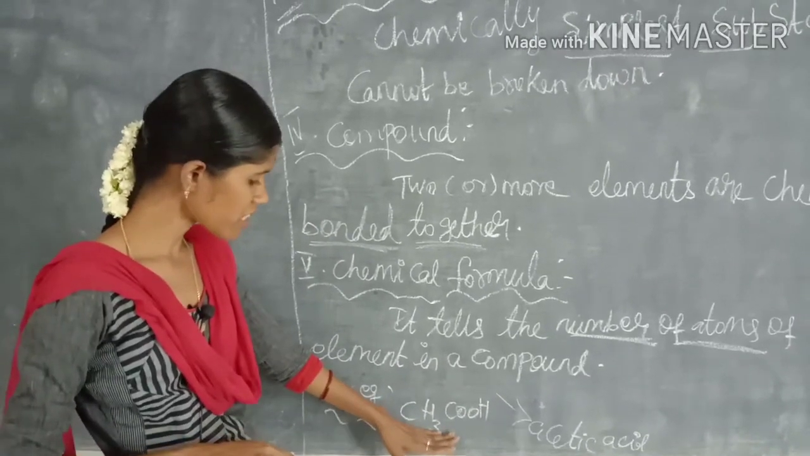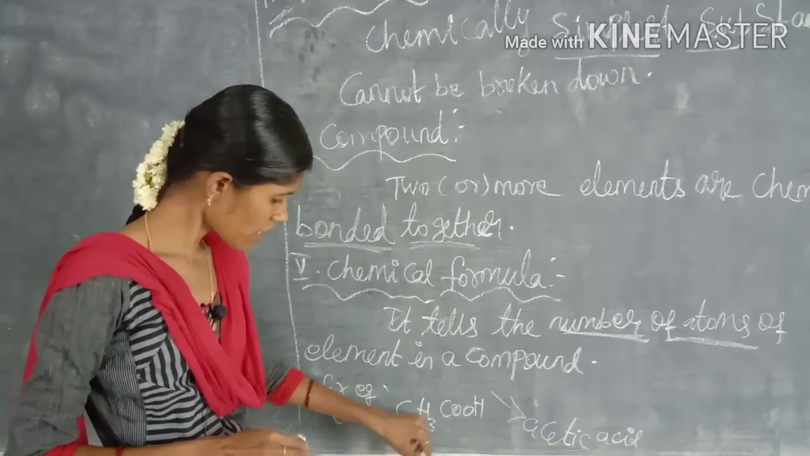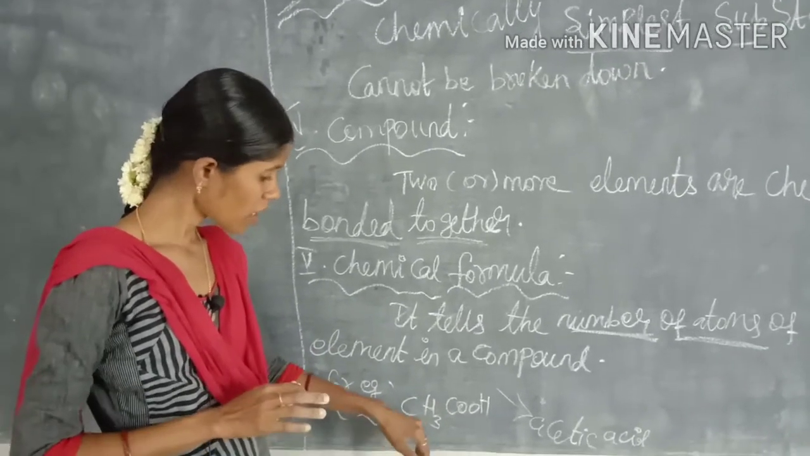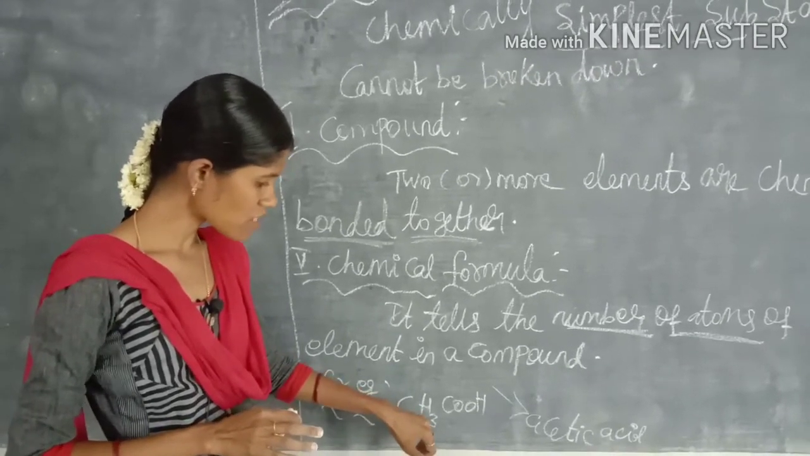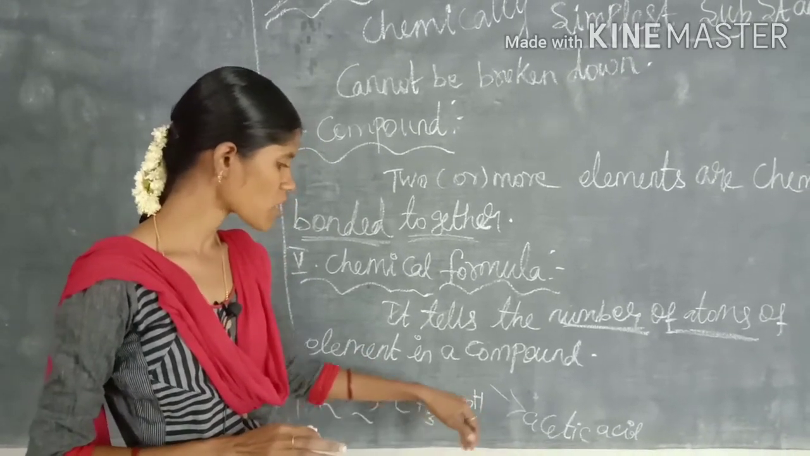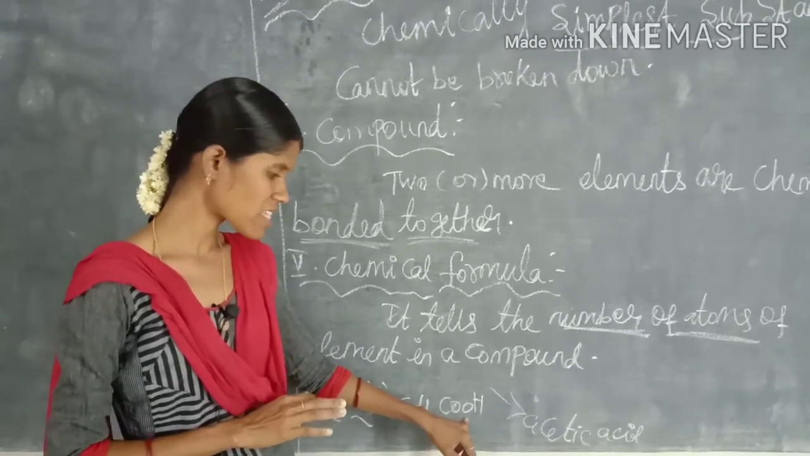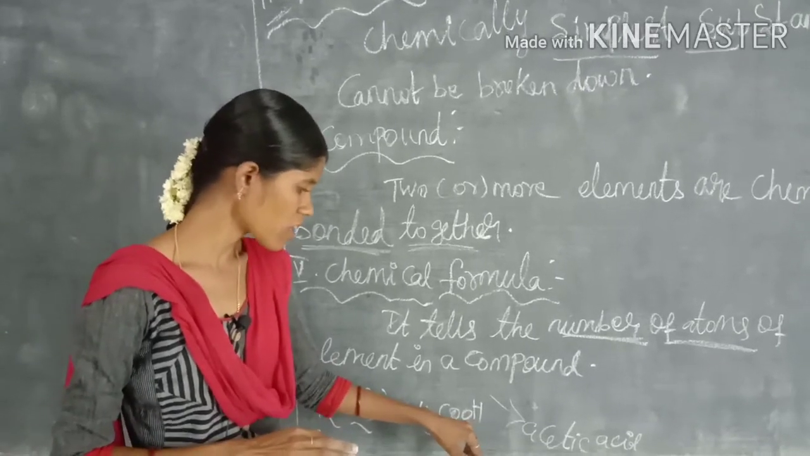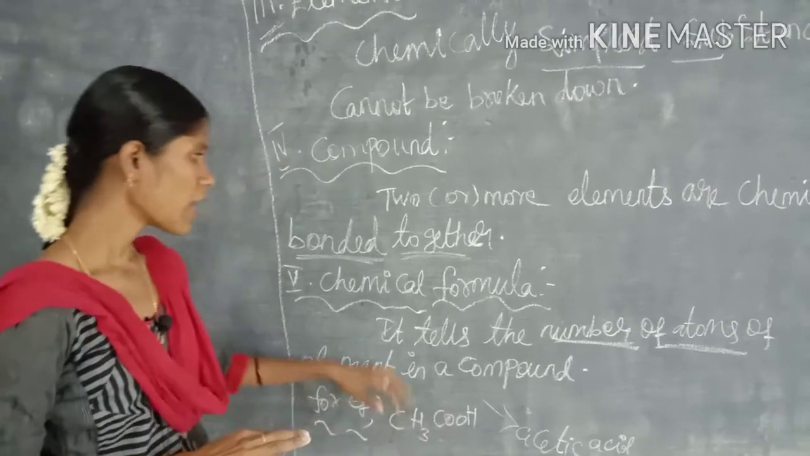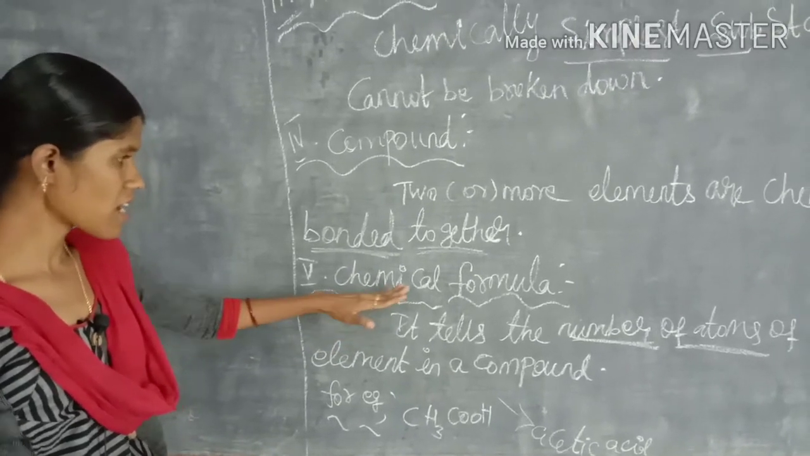In the case of acetic acid, the number of carbon atoms is 2. How? Because here one carbon is there and here one carbon is there. Then the number of hydrogen atoms is 4. How? Here H3 plus here also one H, so H3 plus 1 H is equal to 4. The number of oxygen atoms is 2 because there are 2 oxygens. So it tells the number of atoms of each element. That's why this is called the chemical formula.